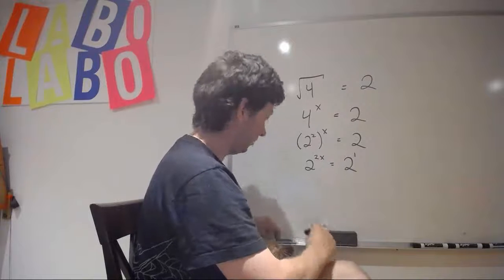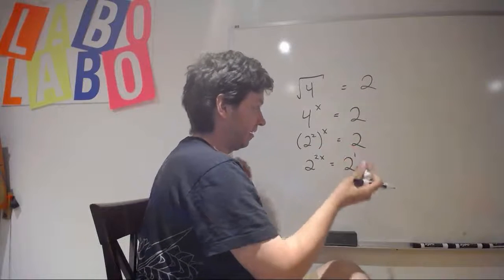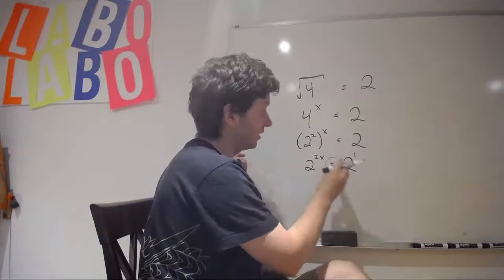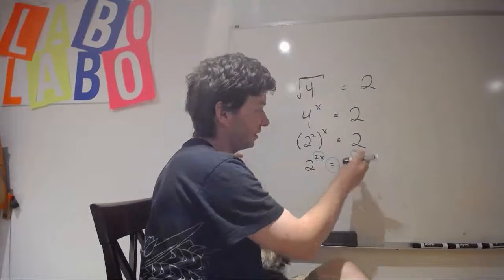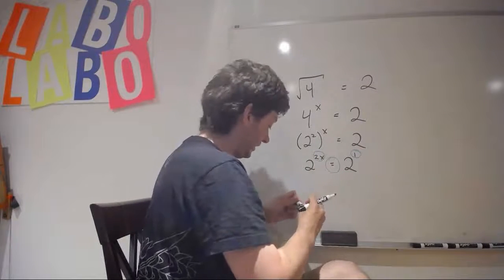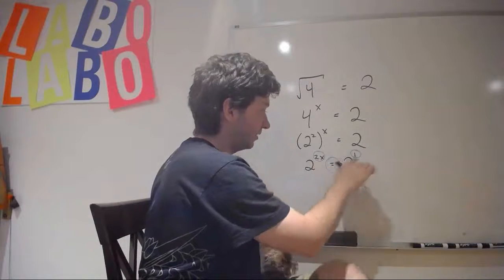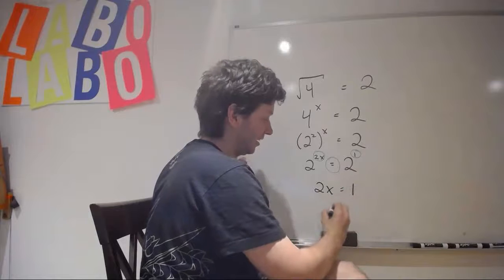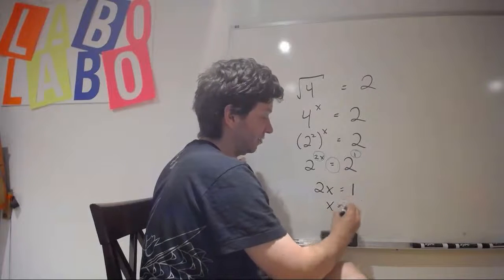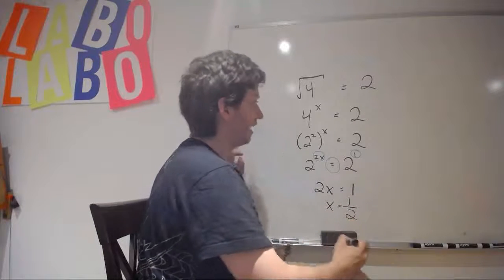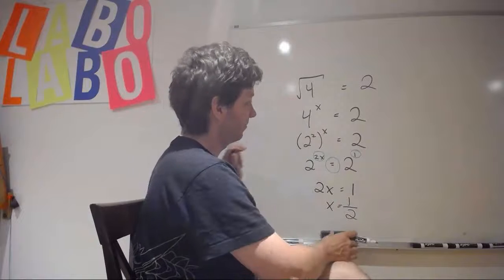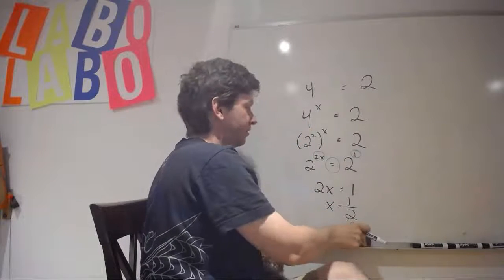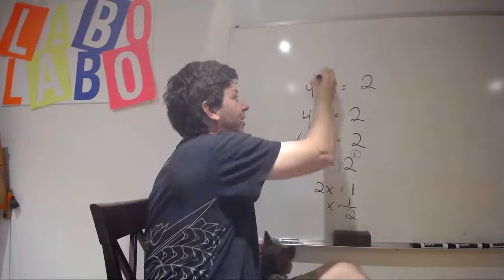Now for this statement to be true, we now have the same base, but the exponents must also be the same. So we need to write that 2x needs to equal 1. Now you can probably see it there. If I solve for x, divide both sides by 2, x equals 1/2. So going back up here, we can rewrite this as 4 to the power of 1/2.